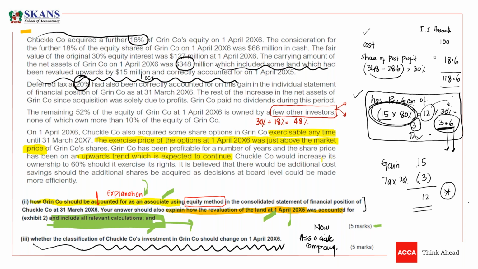C company would increase its ownership to 60% should it exercise its rights. So they are saying that they want to do this, and it will help them to acquire another 12%. The total holding after the exercise will become 60%.